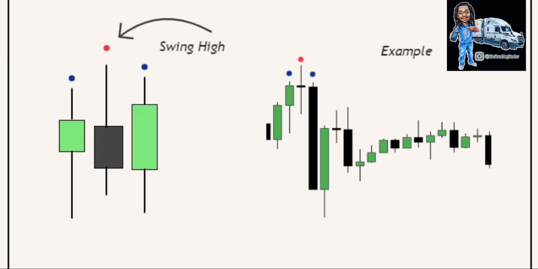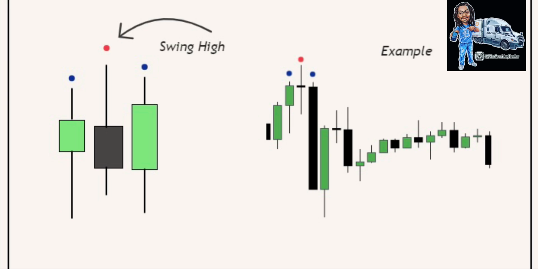And that's essentially all you need to focus on. It has nothing to do with the body of the candles. You just have to really focus on the wicks, okay? Remember, the wick in the middle candle should be higher than both the wicks and the bodies of the candles to the left and the right of it.